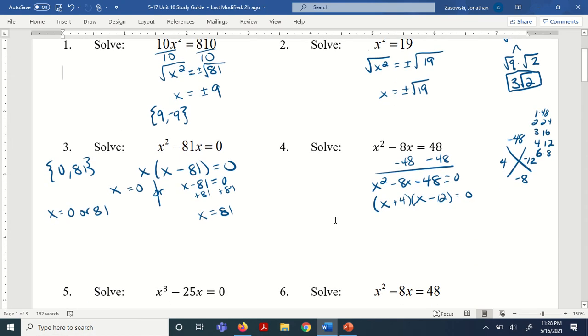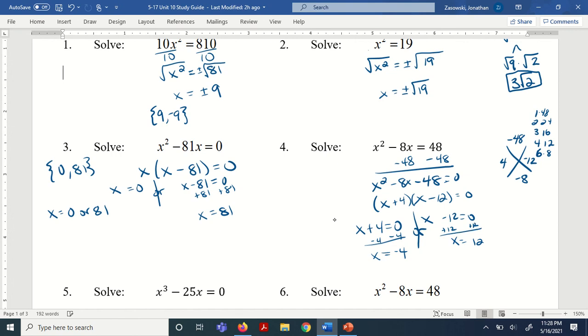So from here, we're going to set each factor equal to 0. So x plus 4 is equal to 0. In order for this to be true, x would have to equal negative 4. And we can really just show our work by subtracting 4 from both sides. Or x minus 12 is equal to 0, and x is going to equal 12 after we add 12 to both sides.